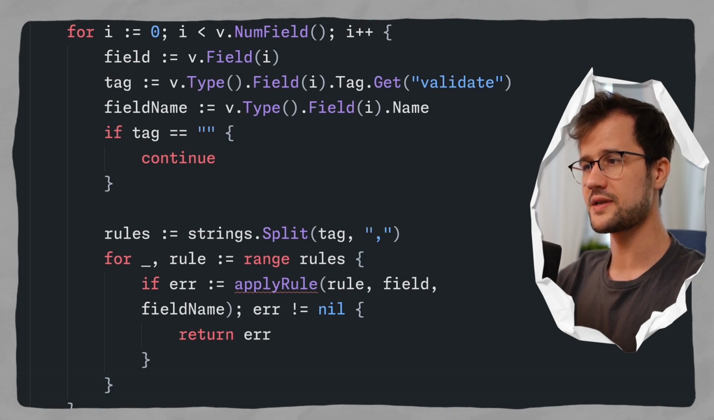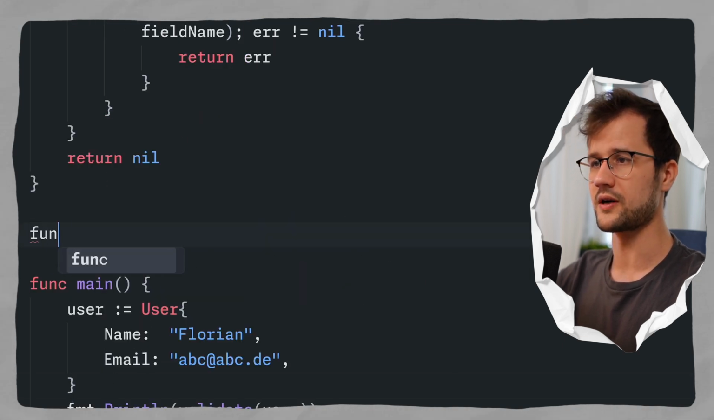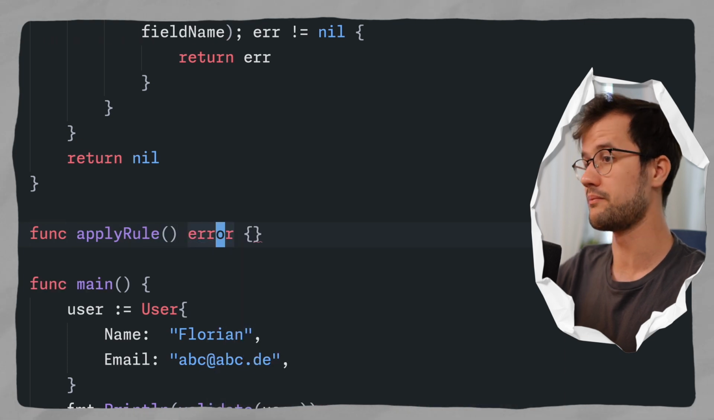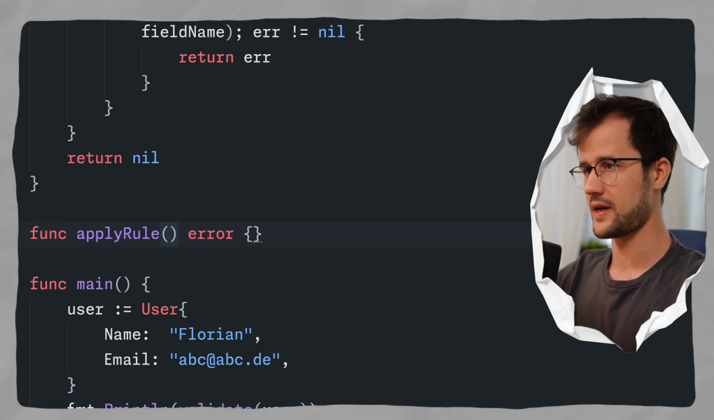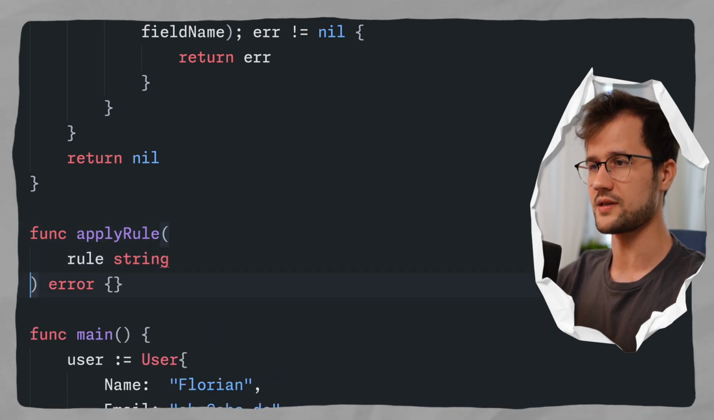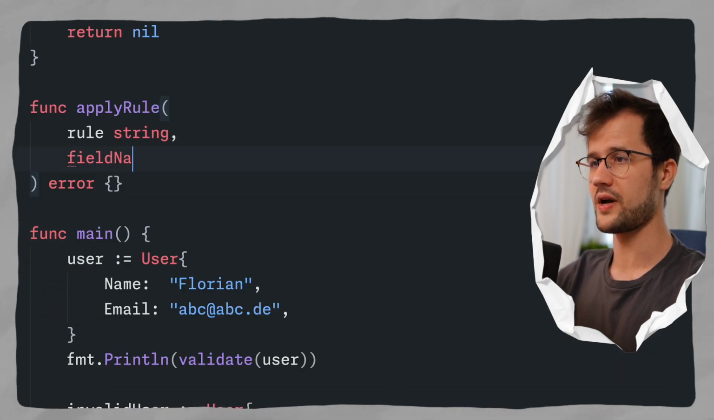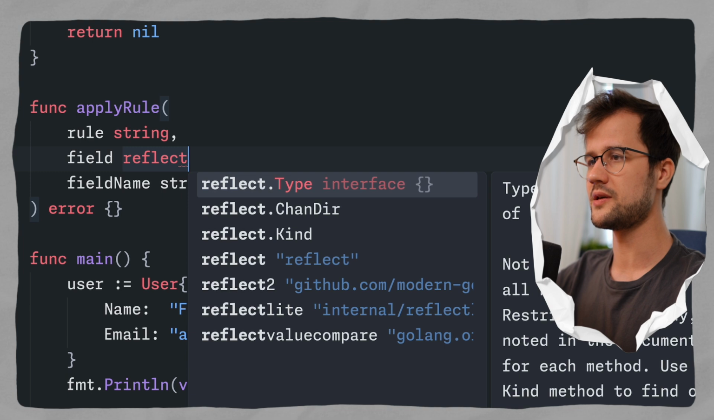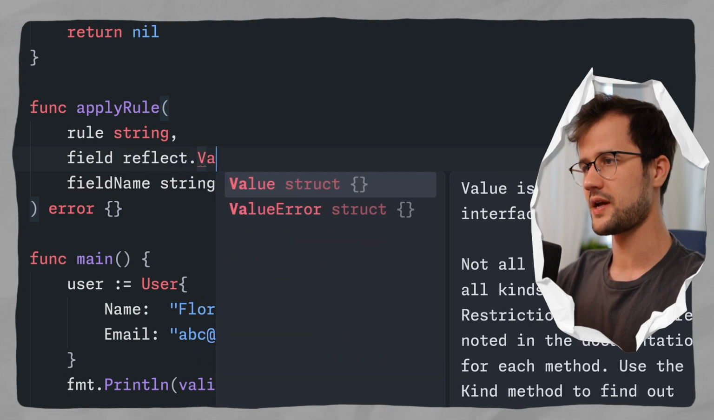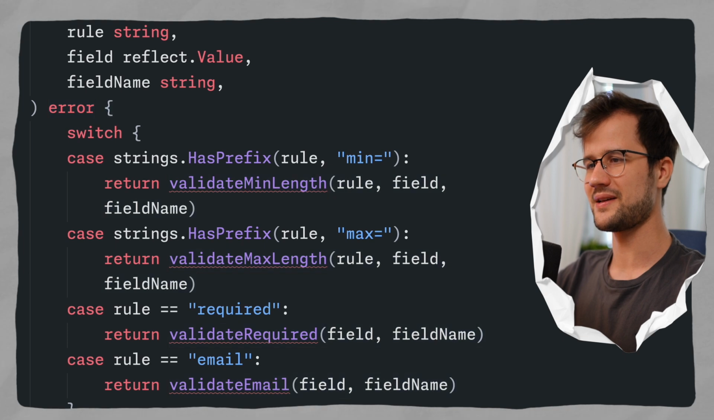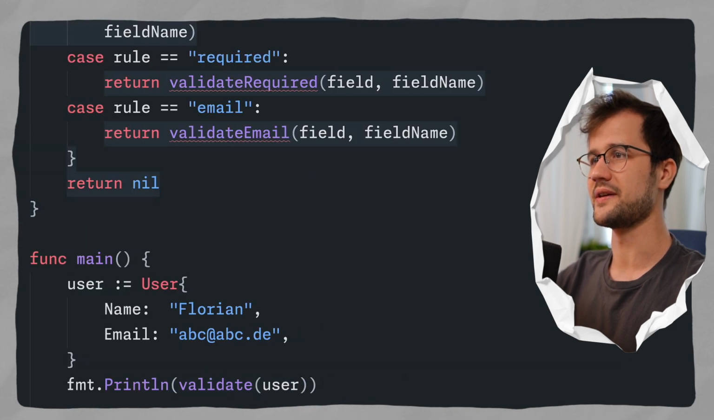So let's create this applyRule function. So we have applyRule, and in the end it might return an error. And in the parameters we have the rule, which is a string in the end. Then we also have a field name, which will be a string, but then we also have the field itself, which will be of type reflect.Value.